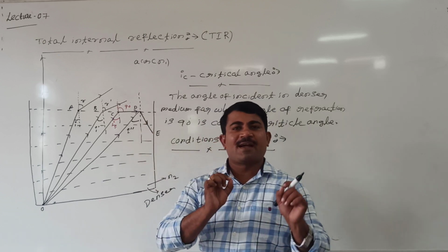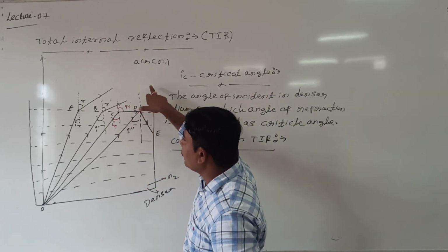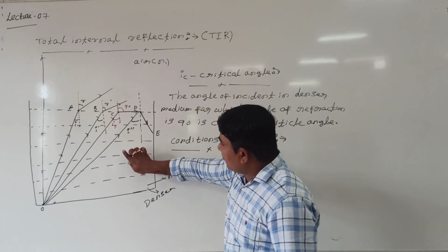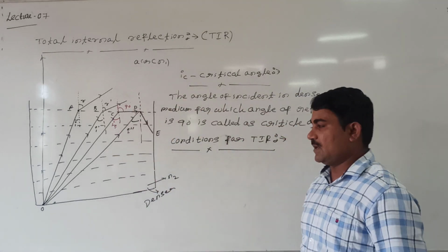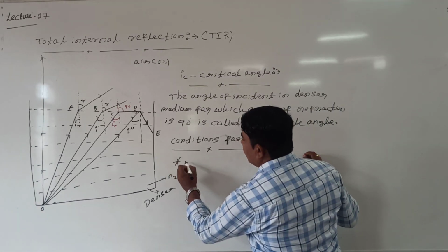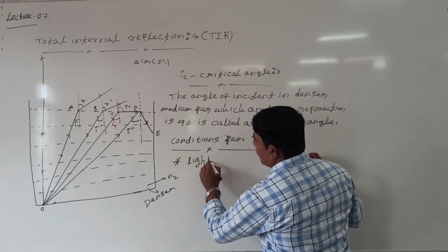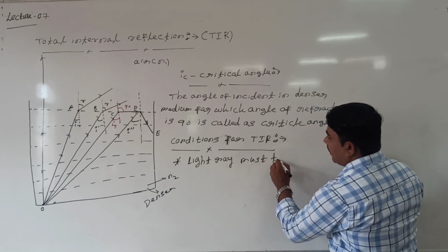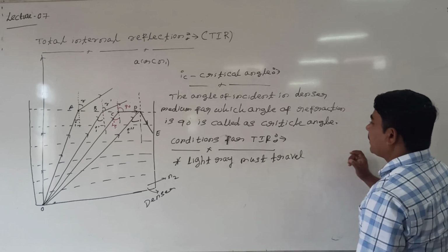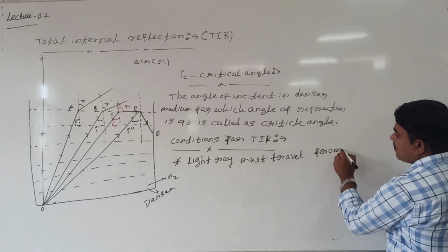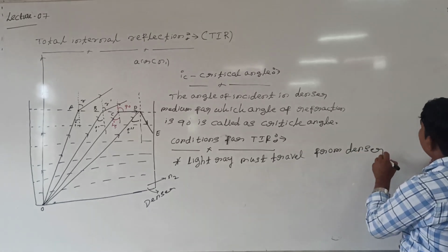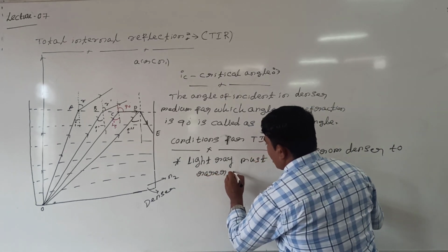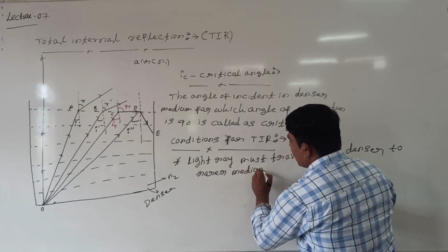To obey this condition, the ray of light must travel from denser medium to rarer medium. To obey total internal reflection of light, what is the first condition? A ray of light must travel from denser medium to rarer medium. See here, first condition: to obey TIR, the light ray must travel from denser medium to rarer medium. First condition.